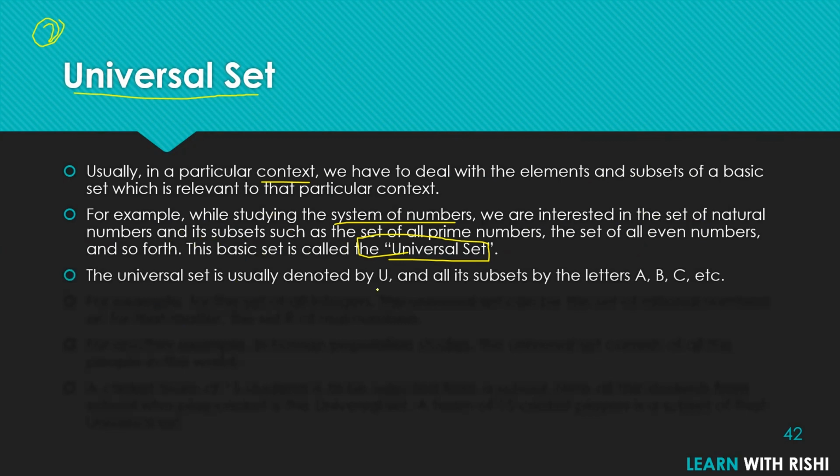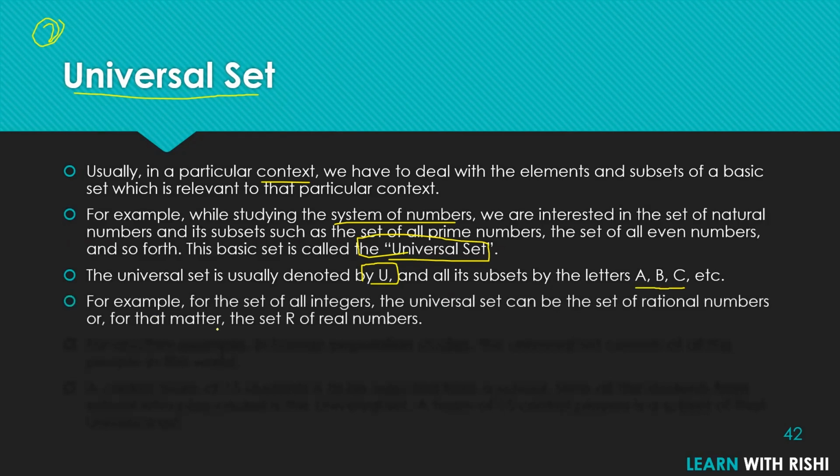Let us learn it in more detail. The universal set is usually denoted by capital U and all its subsets by letters A, B, C, and so on. For example, for the set of all integers, the universal set can be the set of rational numbers, or for that matter, the set of real numbers. Okay, what is the set of integers? It is a subset of rational numbers and real numbers. So we can consider the set of rational numbers or the set of real numbers as a universal set for the set of integers.